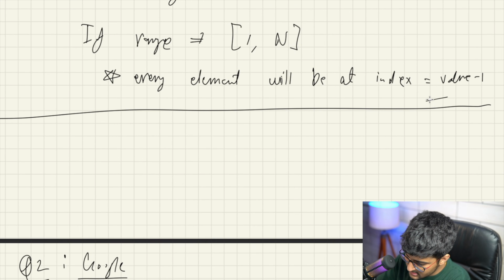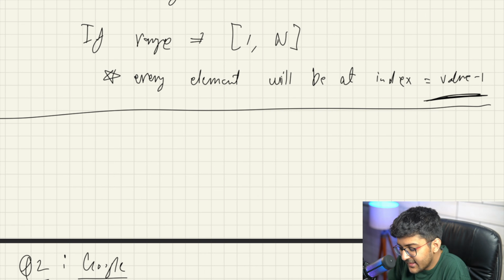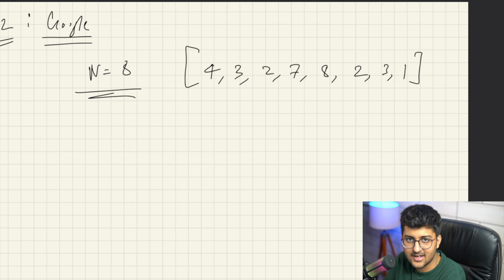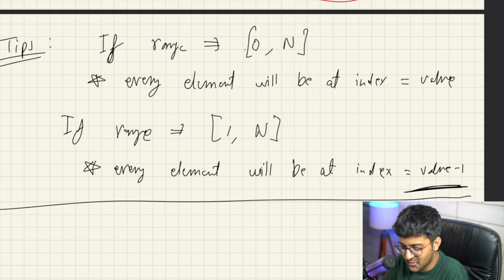Here, this is the reason: nums of i minus 1. We already did this right now. We literally did this right now. The first question we did was this. So don't ask questions like, Kunal, how do you know it's nums minus 1? The two simple steps are very common sense.